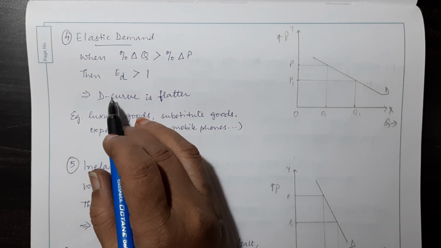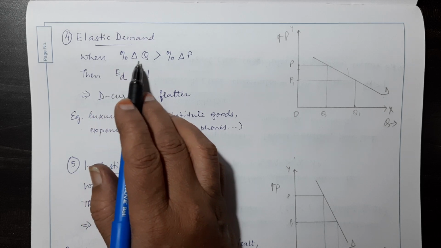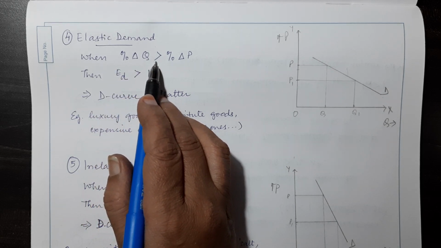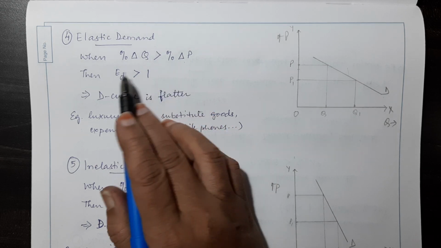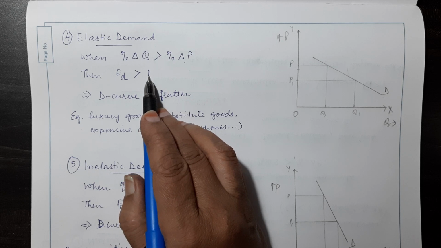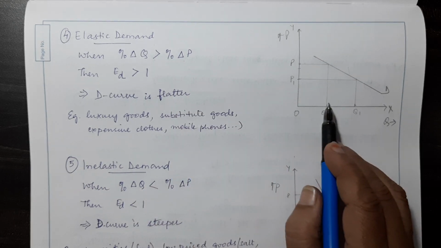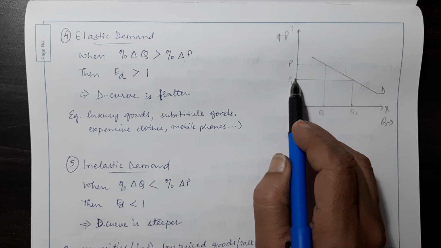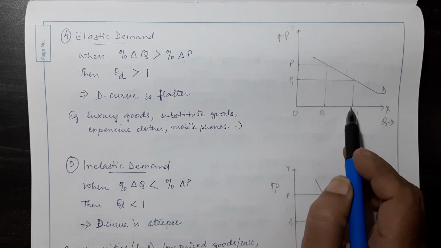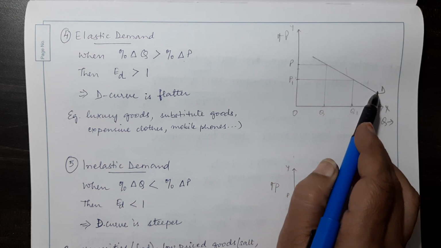The fourth degree is elastic demand. Elastic demand is when percentage change in quantity demanded is greater than the percentage change in price. So what will happen then? ED will be greater than 1. This implies that the demand curve is a flatter curve. Now if you look at this graph, we find the percentage change in price is very less when compared to the percentage change in quantity demanded. So what happens? It will become a flatter line. So demand curve is a flatter line, right?